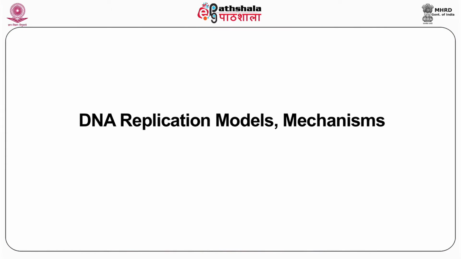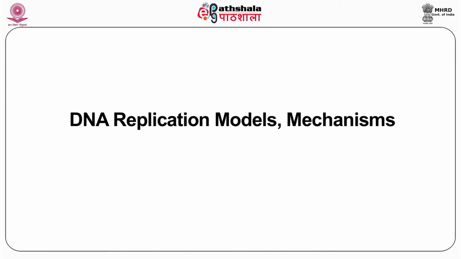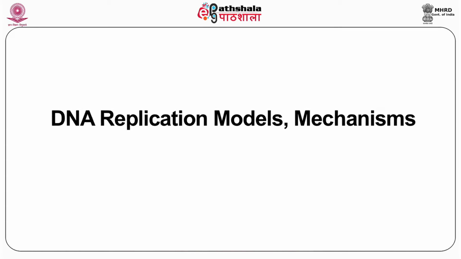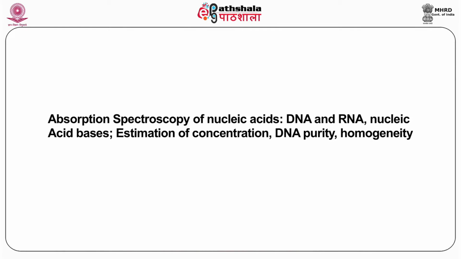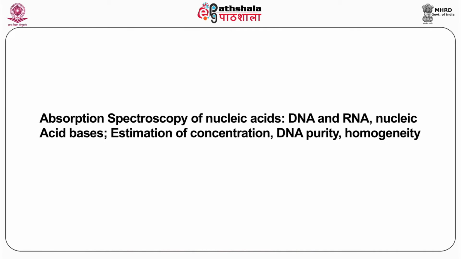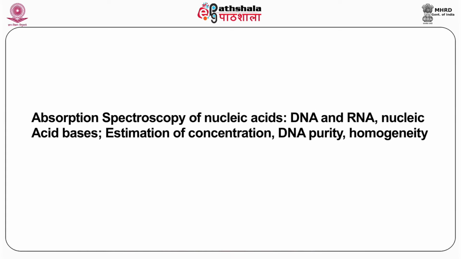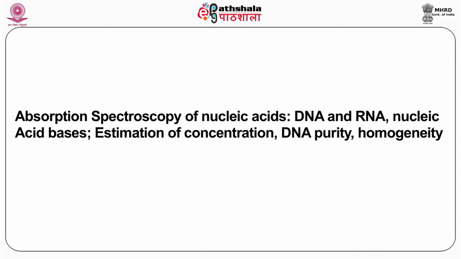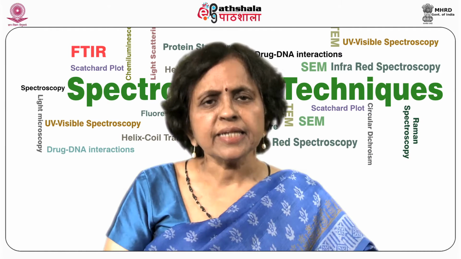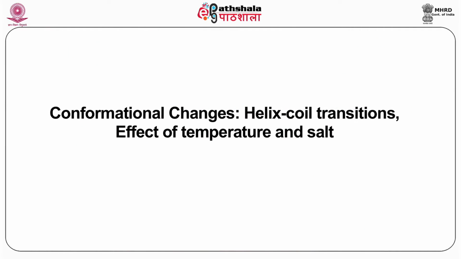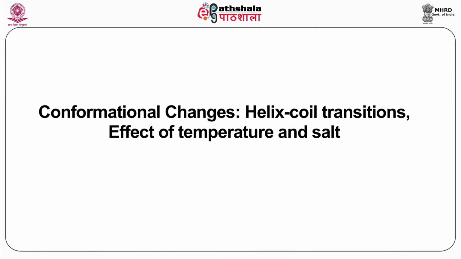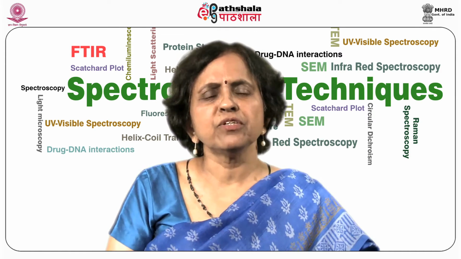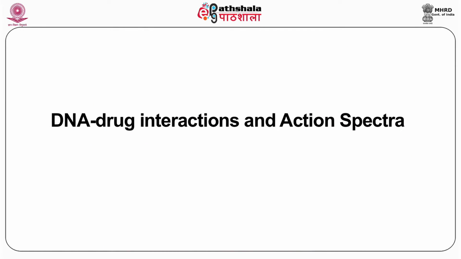The next chapter is on DNA replication. Before studying that, you have to understand the DNA structure, and then comes the application to understand DNA and RNA, the estimation of concentration using 260 absorption, and also the purity of the DNA and RNA. The next chapter is of course on the helix-coil transitions, how you determine the Tm, the melting temperature. Then after studying both molecules individually, you will study DNA-drug interactions.